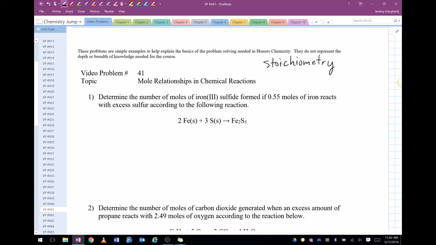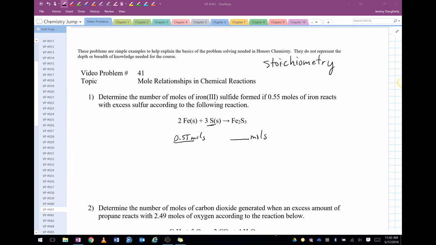Determine the number of moles of iron 3 sulfide. So I'm looking for moles, so I'm going to line up the moles underneath iron 3 sulfide, formed if 0.55 moles of iron. So underneath the iron, I'm going to write 0.55 moles. Reacts with excess sulfur. So the excess sulfur just says that I have more than enough sulfur. I don't need to worry about it.